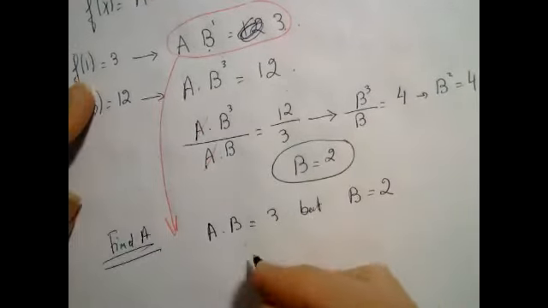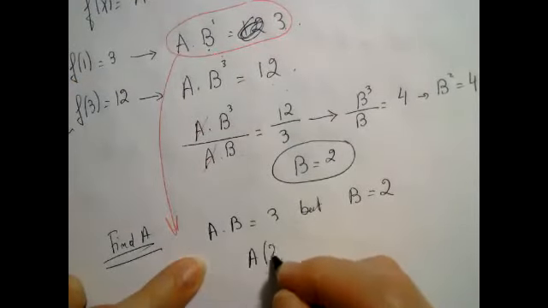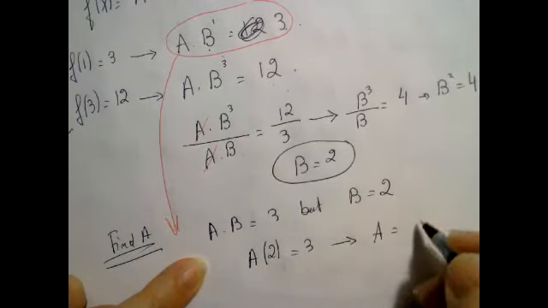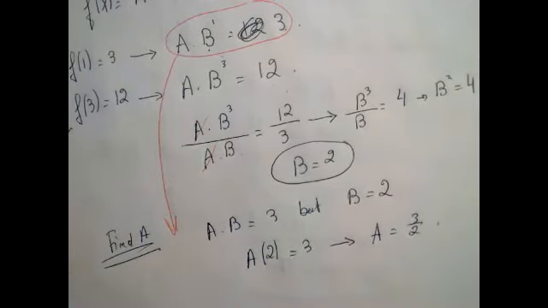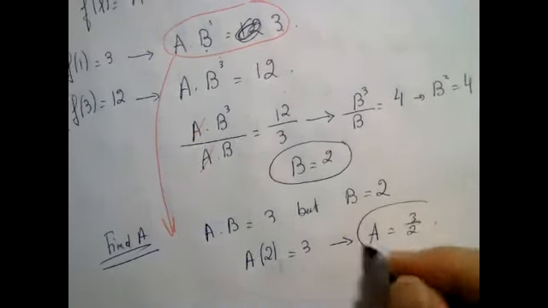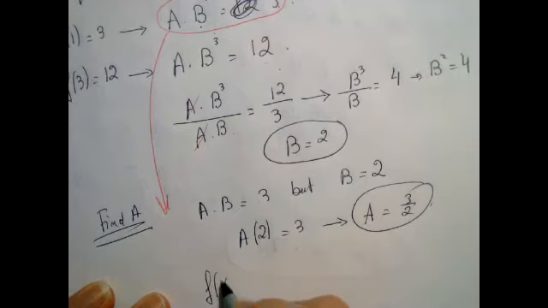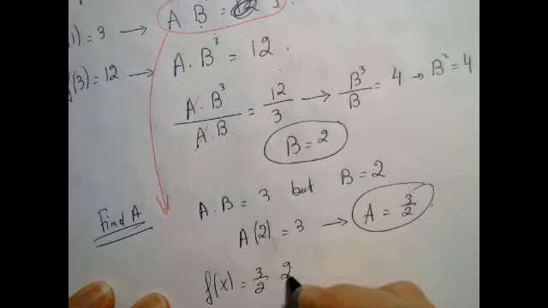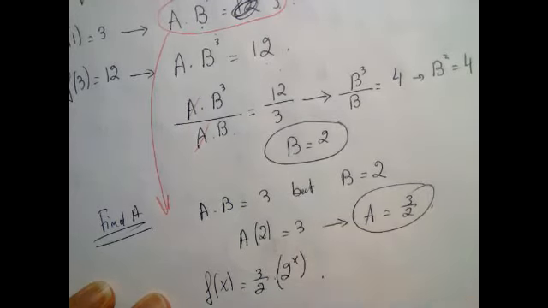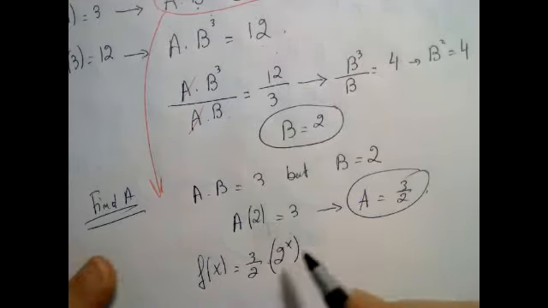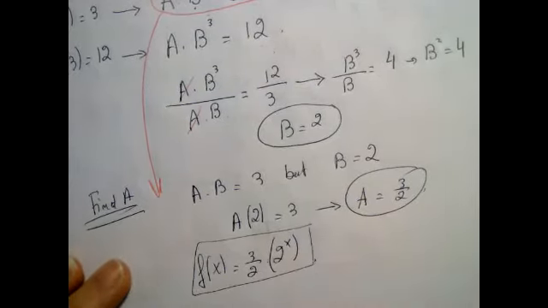So I will have A times 2 equal to 3. It means my A is 3/2. Now I have my A and then B. It means I have the formula for the function. So my function f of x equals 3/2 times 2 to the power x. I put it in parentheses to emphasize that the 2 is the one which is raised to the power x. And that's the formula for my function.